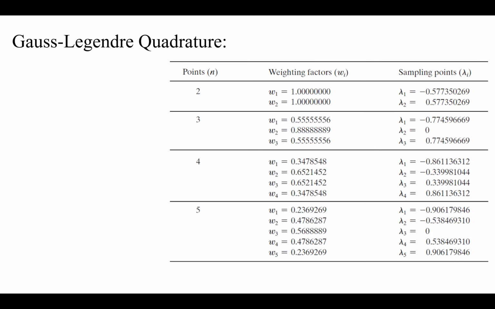So here is the table that I promised. Depending on the number of Gaussian points that you're going to consider, you're going to get the corresponding weighting factors and sampling points. I showed you for 2 points and 3 points, but you can find it for 4 and 5. When you are solving using Gaussian quadrature, you need to remember to carry these decimal points because we want to be accurate.